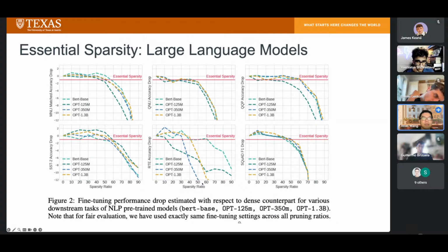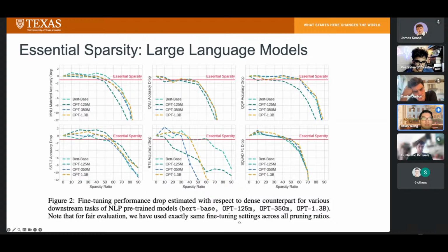Some tasks you will see the performance be more sensitive, like in the RTE task. Some of the models will start to drop performance earlier, and OPT models will drop later, between 30% and 40% for the largest one. Oh, sorry, this one is not the smallest BERT. It's the smallest OPT that will drop earlier.